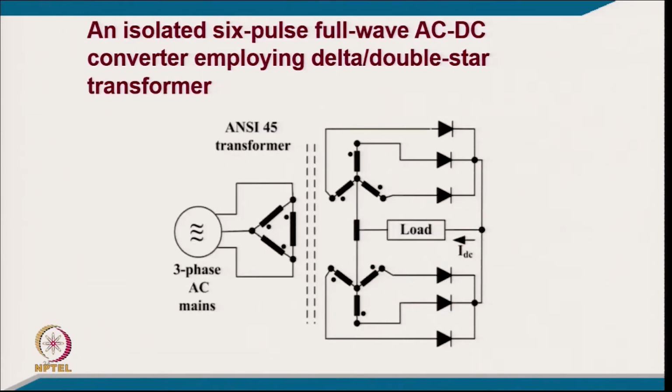A typical example is a 6 pulse converter. We are using a primary delta and a secondary double star, which converts a 3 phase supply into a 6 phase supply, and because it is a 6 pulse converter, for each pulse you require 1 phase, and you have the same number of devices. Here the current flowing into the load comes through only one diode.